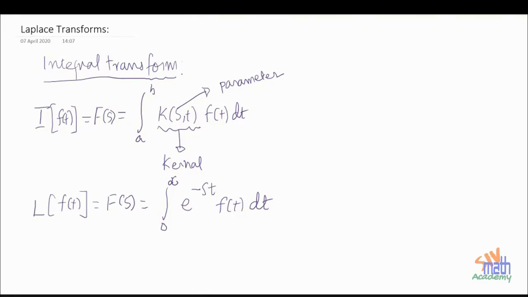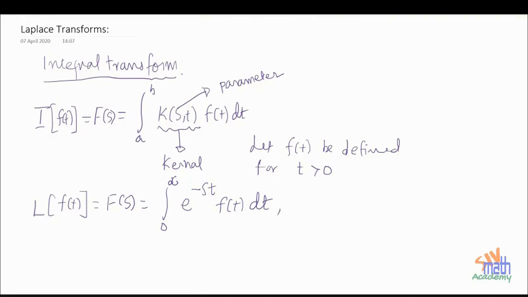Let f of t be defined for t greater than 0. Because f of t must be defined in the limits 0 to infinity. Had it been minus infinity to plus infinity, it would have been stated like this: f of t defined for all values of t lying between minus infinity and plus infinity. But the limit is only from 0 to infinity, so we are defining it for t greater than 0, provided this integral exists.